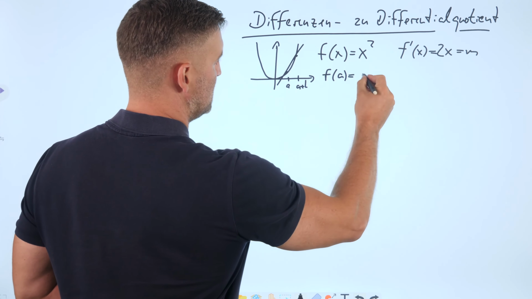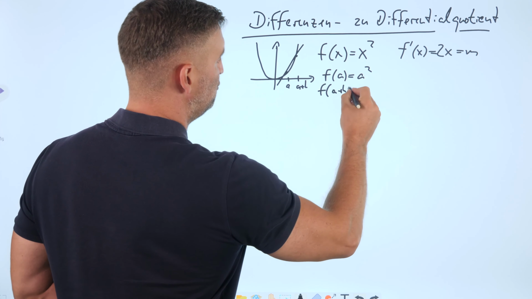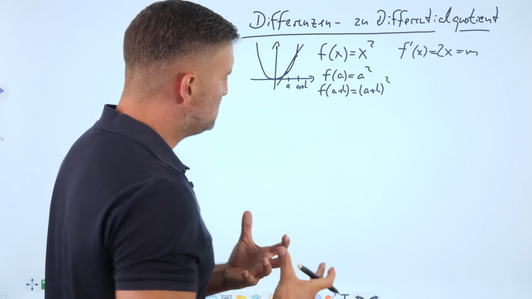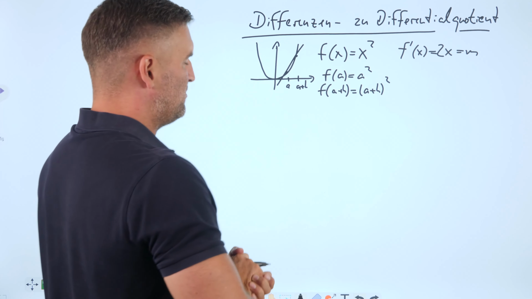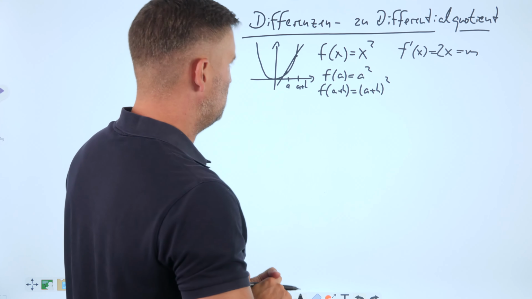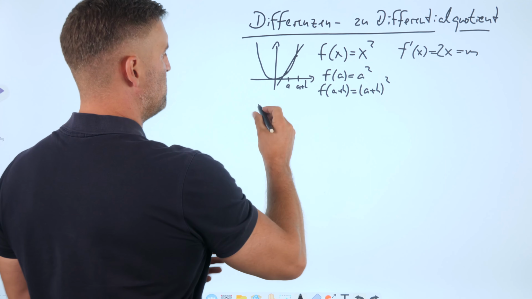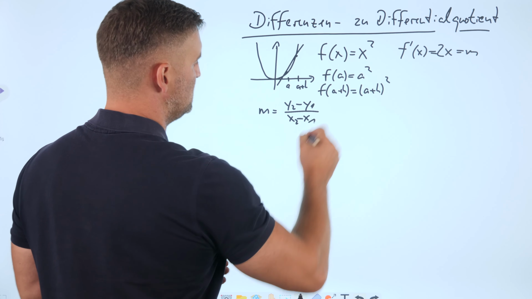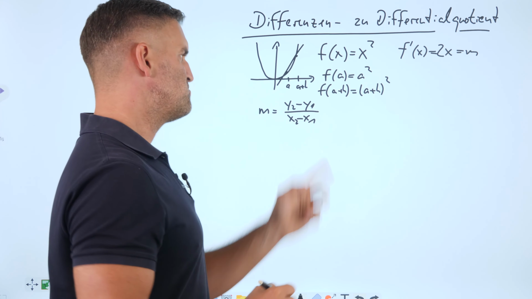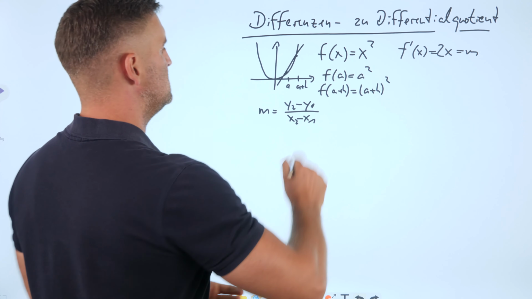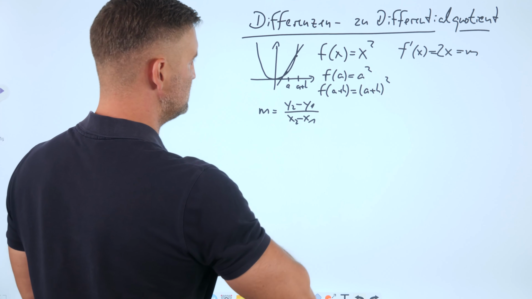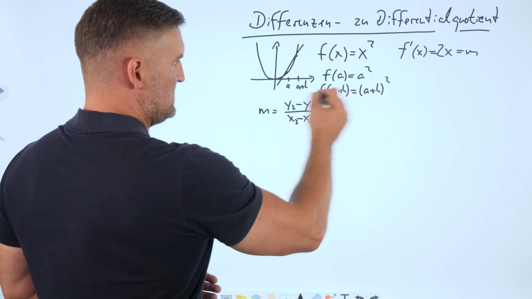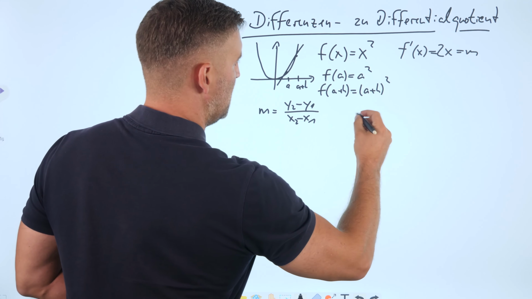If I plug in a, then I have a squared, and if I plug in a plus h, I have a plus h squared. I know this is pretty complex, but if you stick with it at the beginning and do a few practice problems, you'll get through it easily. Because now, you know, the slope between 2 points is basically y2 minus y1 over x2 minus x1. And there we have two differences and a quotient. Accordingly, here we have y2 minus y1. The chosen x values are plugged in here. These are the y values.